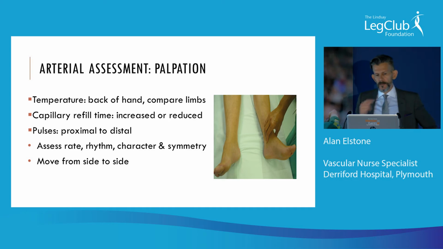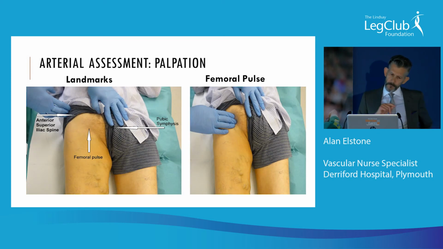And also, from a vascular perspective, we would look at the pulses working proximally, so from the upper limb, from the groin, and working distally. So we're looking at the perfusion of the whole limb, and obviously not just distally at the feet. And with pulses, we'd be looking at the rate, the rhythm, the character, and the symmetry, and we'd move from side to side comparing. So as a control, we'd obviously check the radial pulse to compare what the radial pulse is like with the rest of the pulses and with the lower limb.